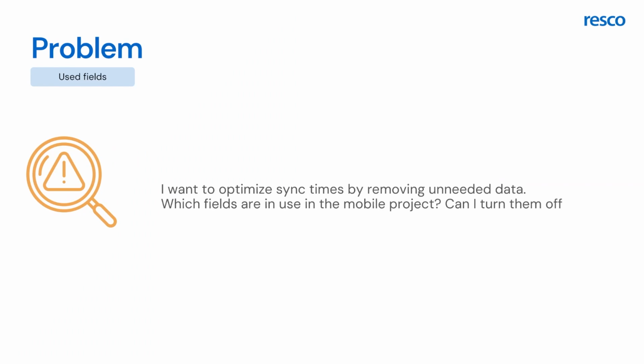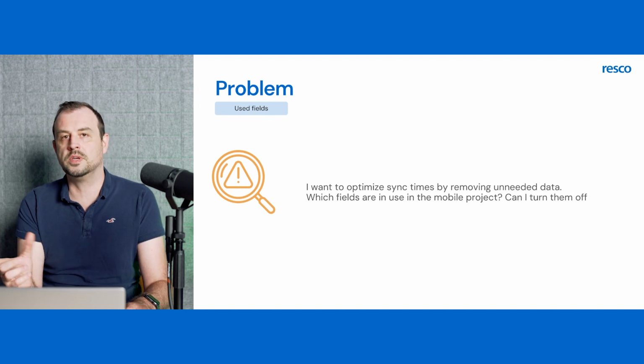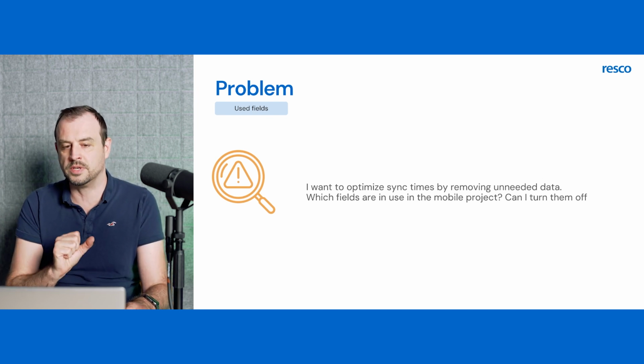Identifying where specific fields are being used can be really challenging in Resco projects. So there are use cases when consultants and admins would like to optimize the synchronization times by removing unneeded data and unneeded records. So they are asking which fields are in use in mobile projects. Can I turn them off?